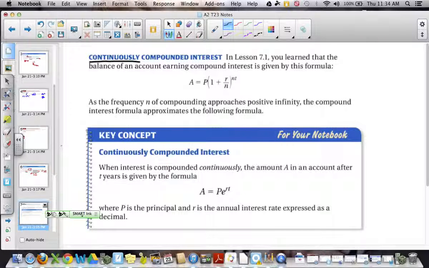So the formula changes then to A equals P times e to the rt, where again, P is the principal, r is the annual interest rate, expressed as a decimal, and t is the time in years. So P times e to the rt. Sometimes we call this the PERT formula, because you have P, e, rt. So it's P times e to the rt exponent.